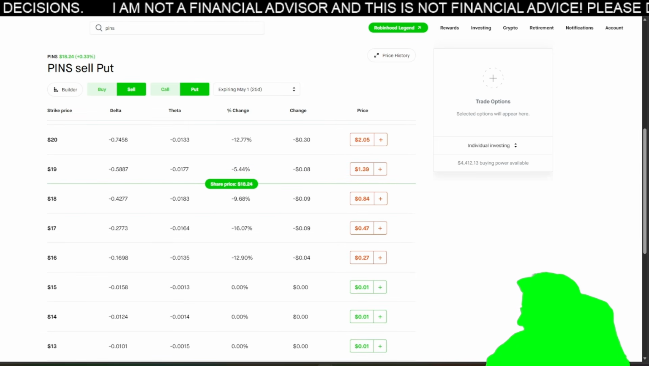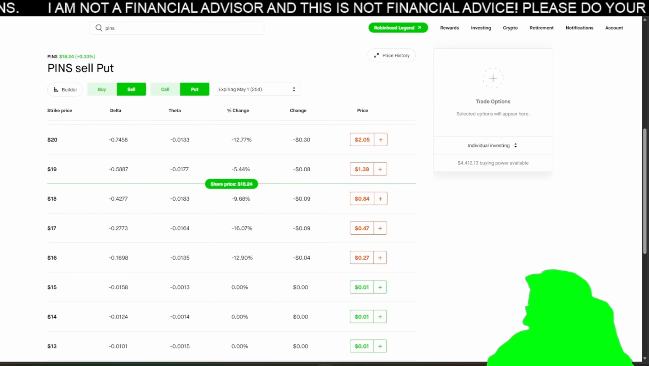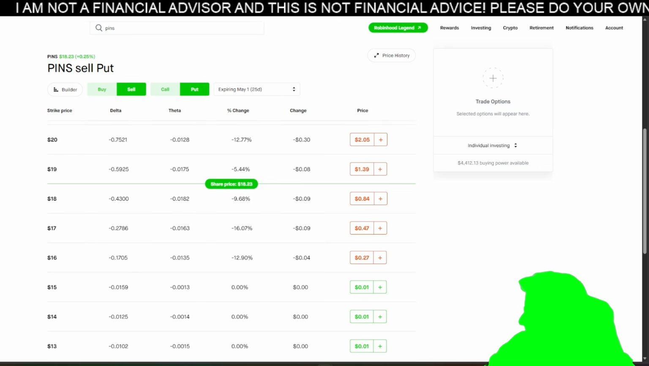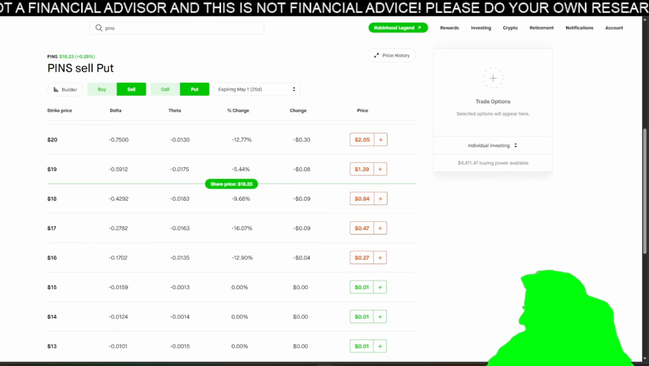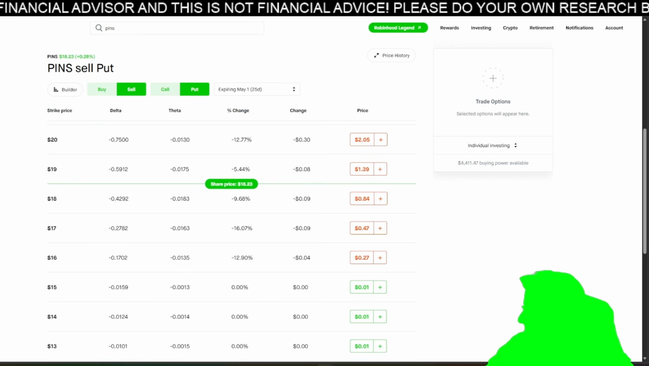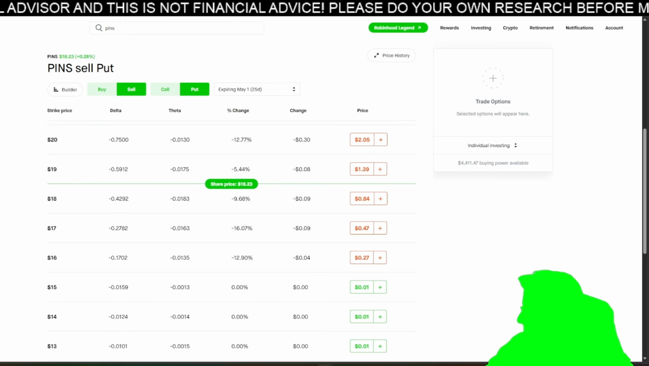What are we looking at here? I'm trying to see if there's anything else that I like. I'm looking back here at the spreadsheet. Let me take a look and see here if we got anything else. Hims, Trade Desk. We're already in Trade Desk. Super Micro, I'm already in right now.